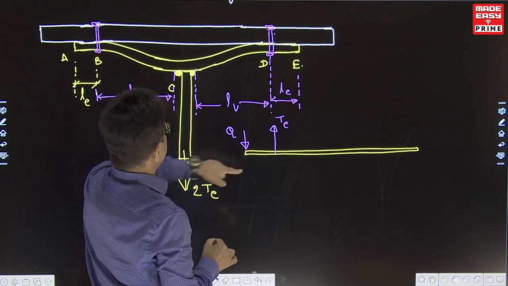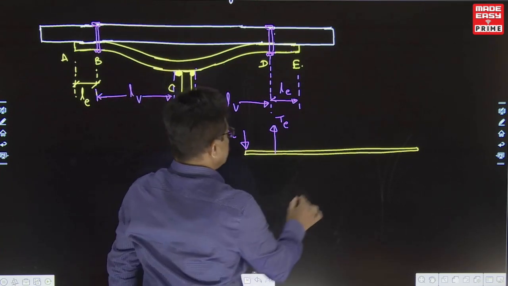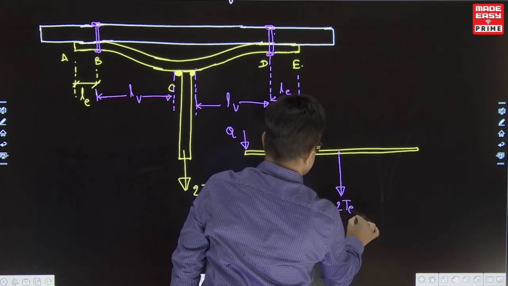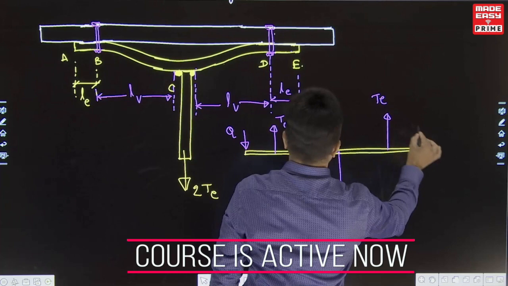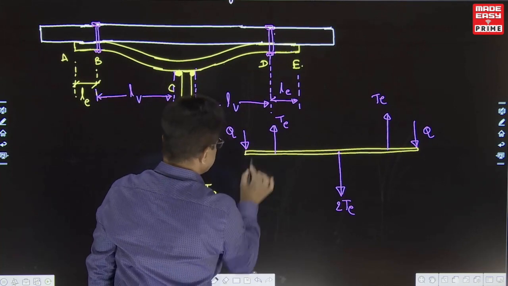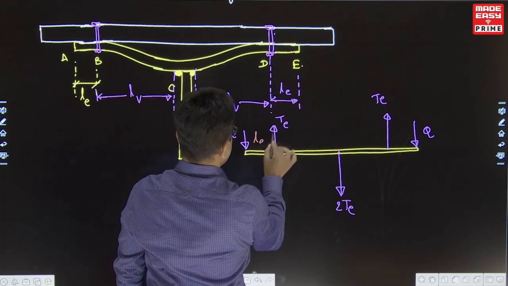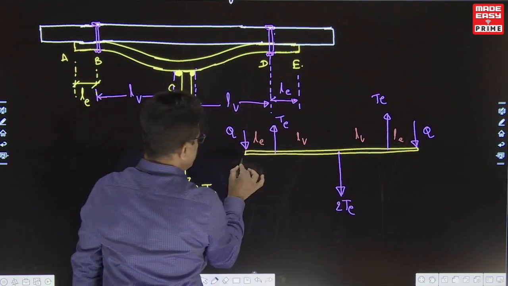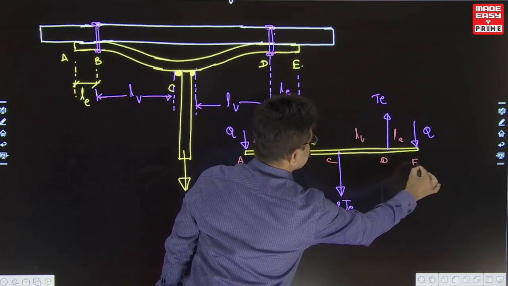Why will it exert force on the yellow plate upward? It wants to fall down, and the bolt will stop it upward. So TE. At this center part, there is a force of 2TE, and here there is TE, by symmetry. And there is a downward force of Q. This distance is LE, LV, LV, LE. This point now is A, B, C, D and E.